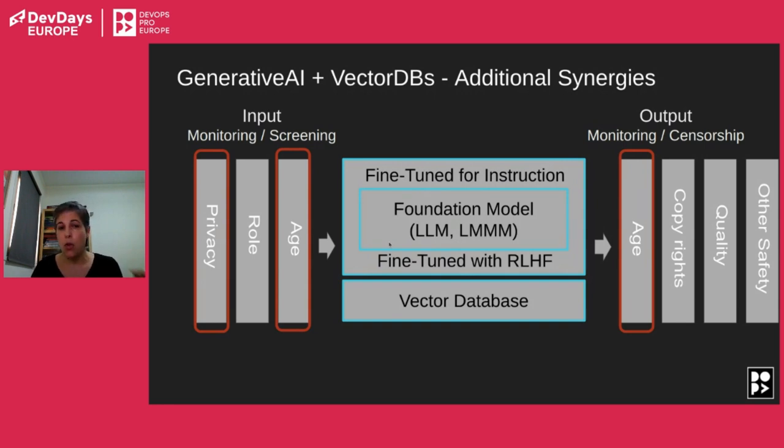Now, you might say that also the input monitoring screening and the output monitoring censorship should be done through fine-tuning. Okay, so we have a foundation model, we fine-tune it with more and more. I would say that a lot of it can be offloaded to a vector similarity search. So if you want to know if a query is age appropriate, you can have a list of inappropriate queries for a specific age and just not allow them.